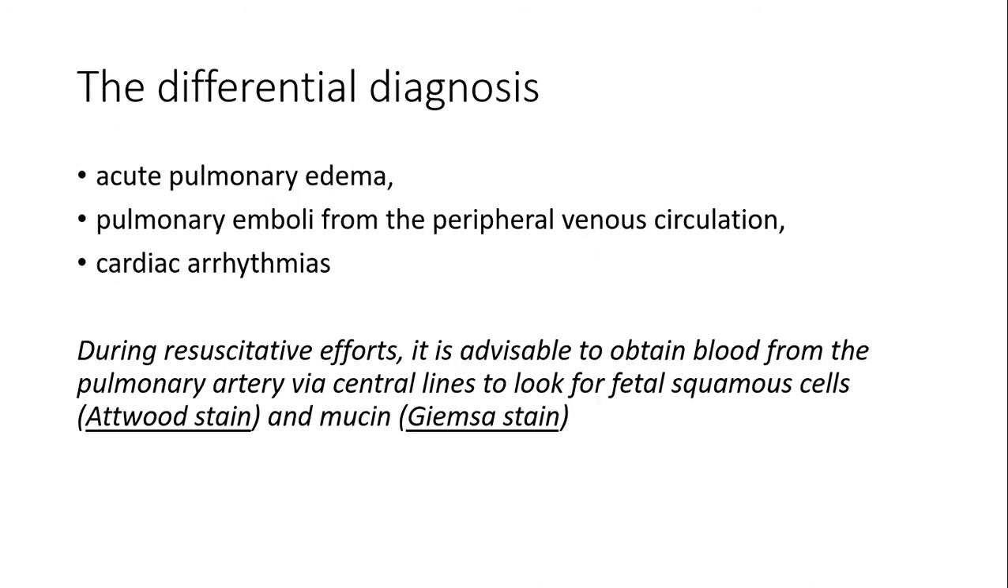The differential diagnoses are acute pulmonary edema, pulmonary embolism from peripheral venous circulation, and cardiac arrhythmias. During resuscitative efforts, it is advisable to obtain blood from the pulmonary artery via central lines to look for fetal squamous cells, so-called Attwood stain, and mucin, Giemsa stain.